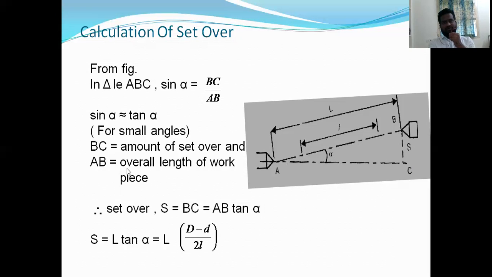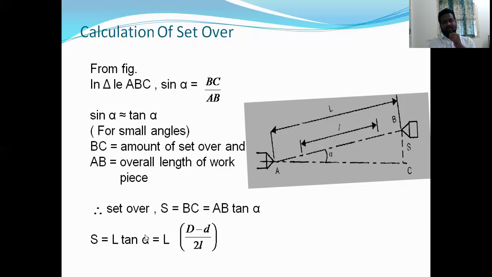So BC is equal to the amount of set over, and AB is equal to the overall length of the workpiece. The set over S is equal to BC, which is equal to AB tan alpha. We know AB means capital L. Tan alpha equals, we know already, (D minus d) by 2. For small angles, for small lengths, L is equal to L.